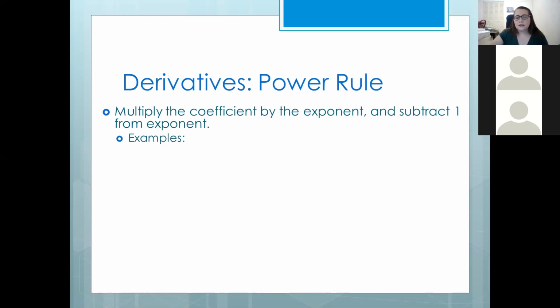So when we're taking the derivative of a function, and we want to apply the power rule, here's what we do. We multiply the coefficient, the number out in front, by the exponent, and then we subtract 1 from the exponent. So here's what I mean by that.